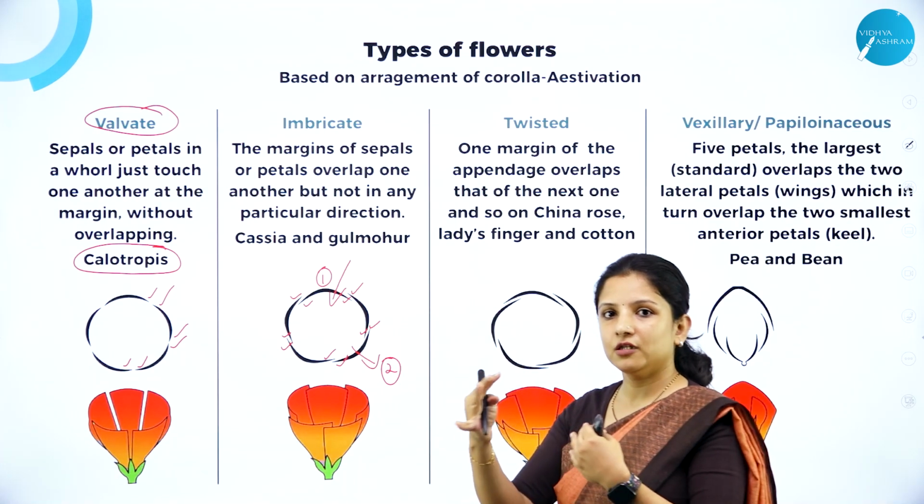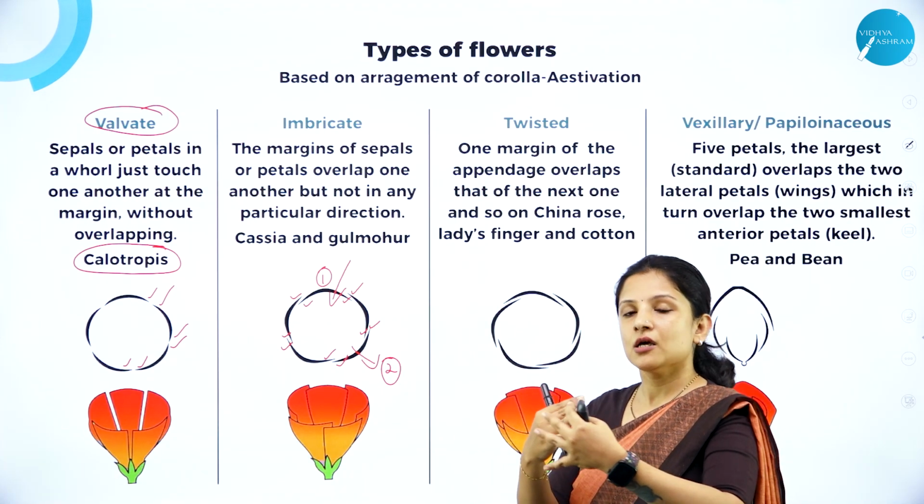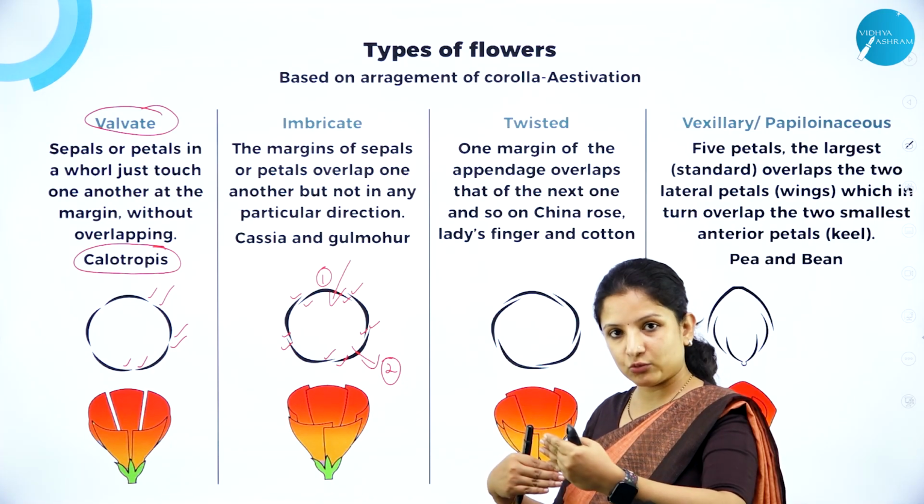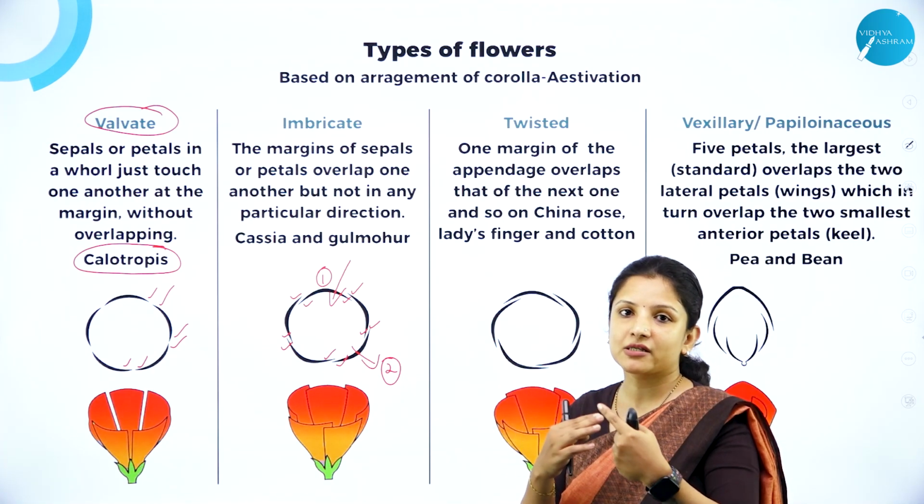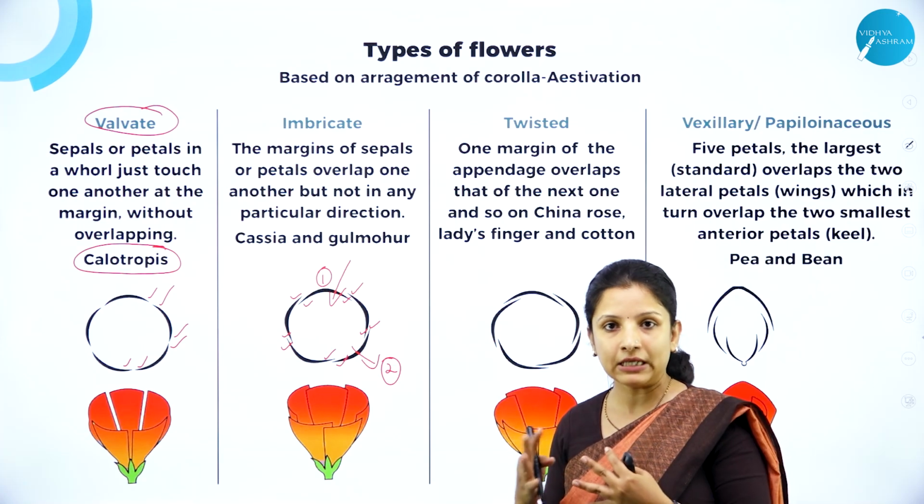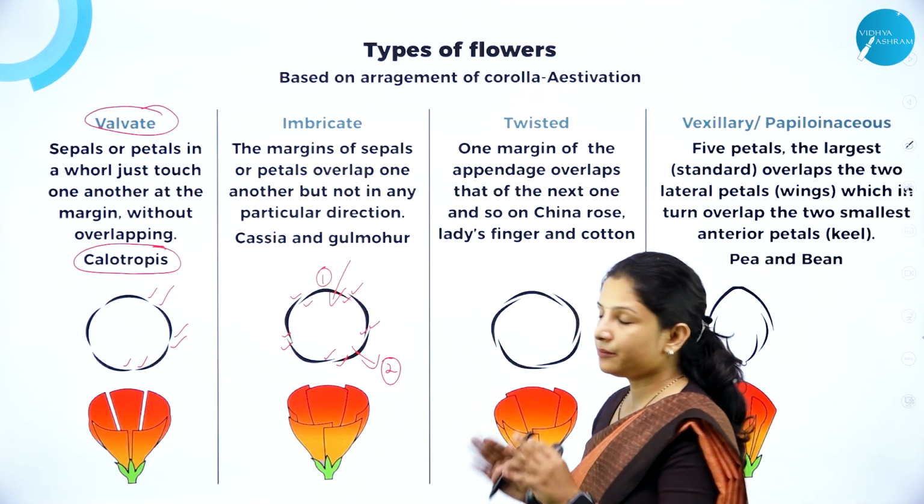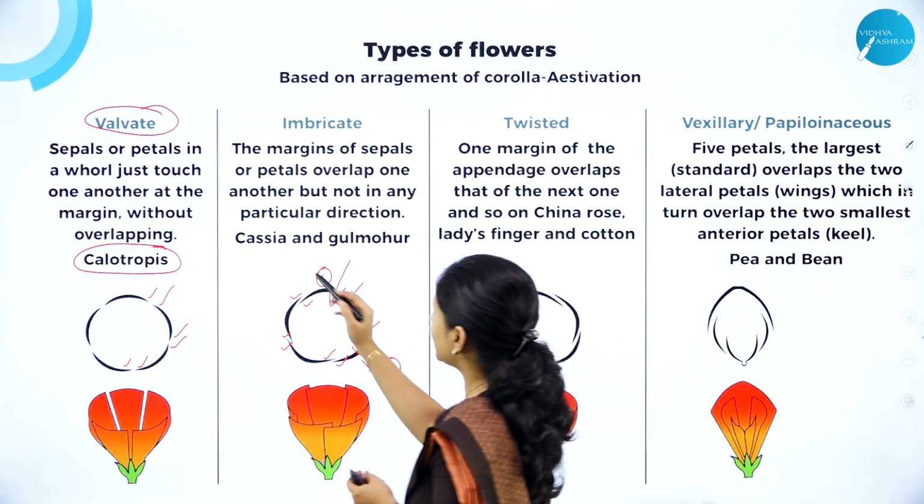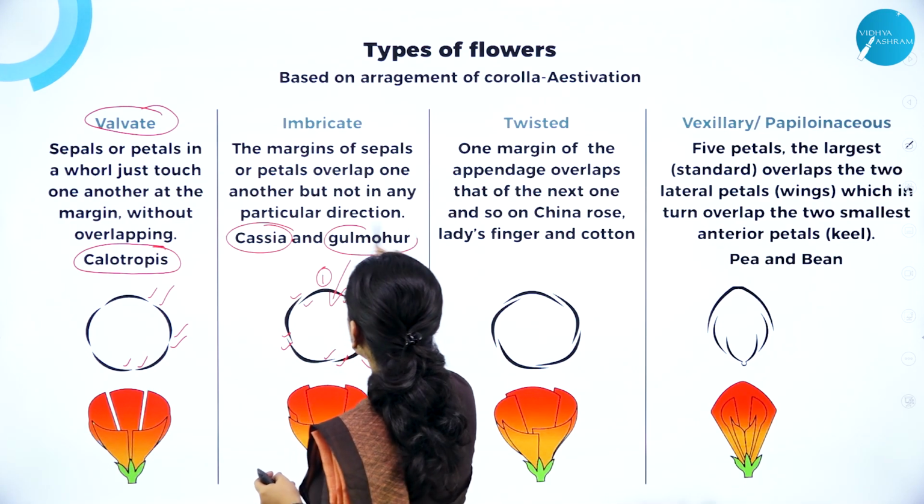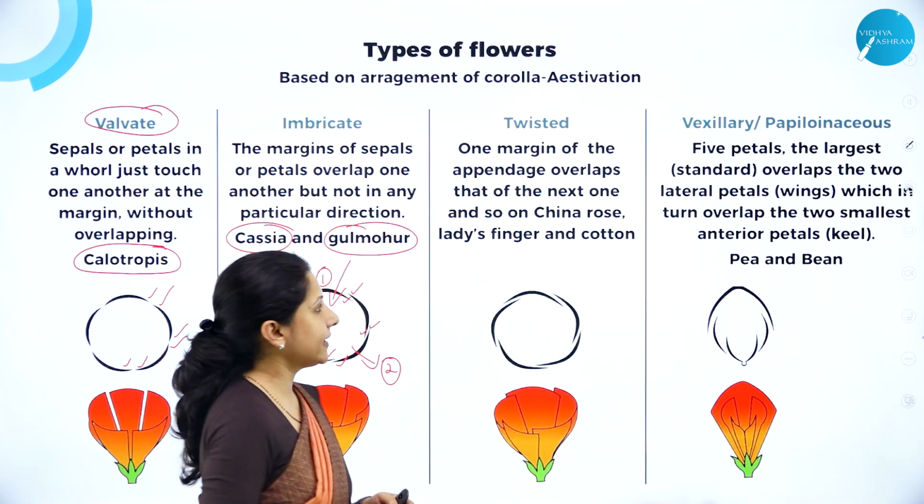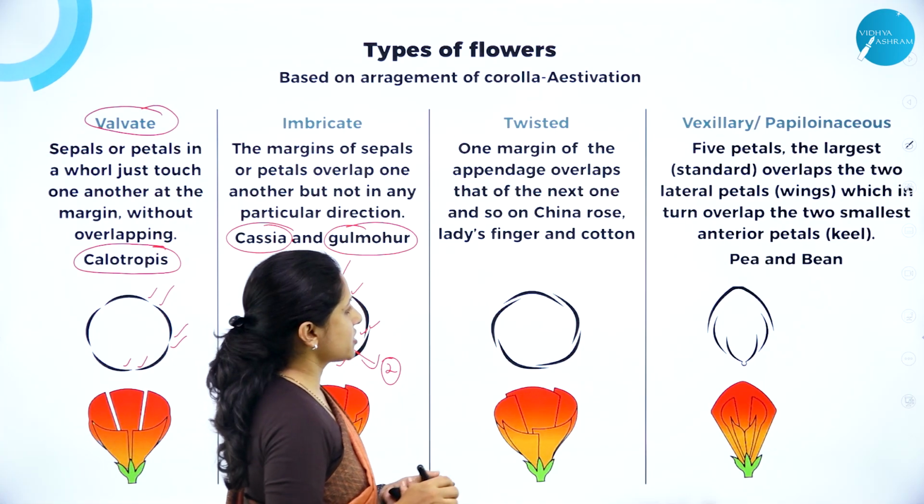So, one petal will be completely towards the inside, one more petal will be completely towards the outside, and the other petals' margins will be overlapping in one direction. So, that is called imbricate aestivation, and the best examples are cassia and gulmohar. Next is twisted aestivation. So, in twisted aestivation, what happens?